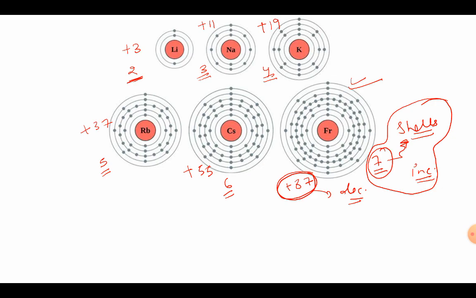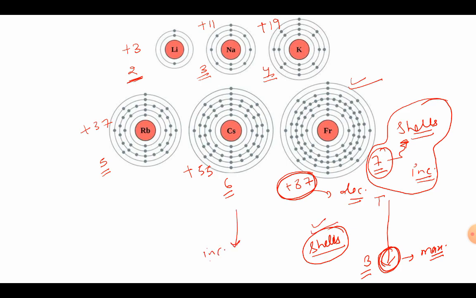And now I guess that this is clear to everybody that when we move from top to bottom in a group, the element which is at the bottom, its size will be the maximum or largest because the number of shells is greater. And shells are the stronger factor. The nuclear force of attraction will also be maximum, but that will be a weaker factor. Shells are the stronger factor. So the atomic size increases down a group, whichever group that is.